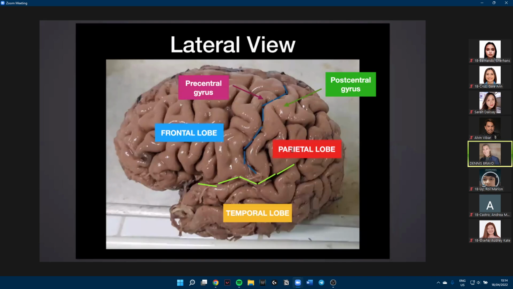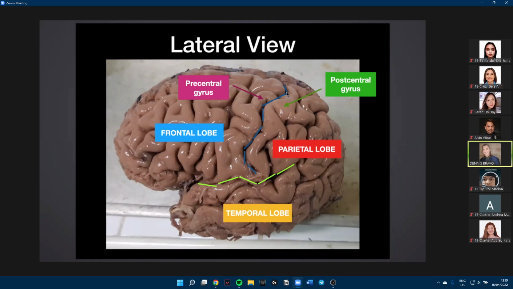Let's recap that. We have here the central sulcus of Rolando, and immediately anterior to this is an important gyrus known as the pre-central gyrus, which is, of course, part of the frontal lobe.